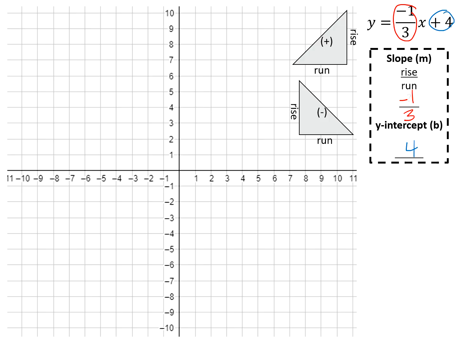To graph this line, we want to start with the y-intercept of positive 4. Look at the y-axis. I want you to find positive 4, and I want you to draw a dot.